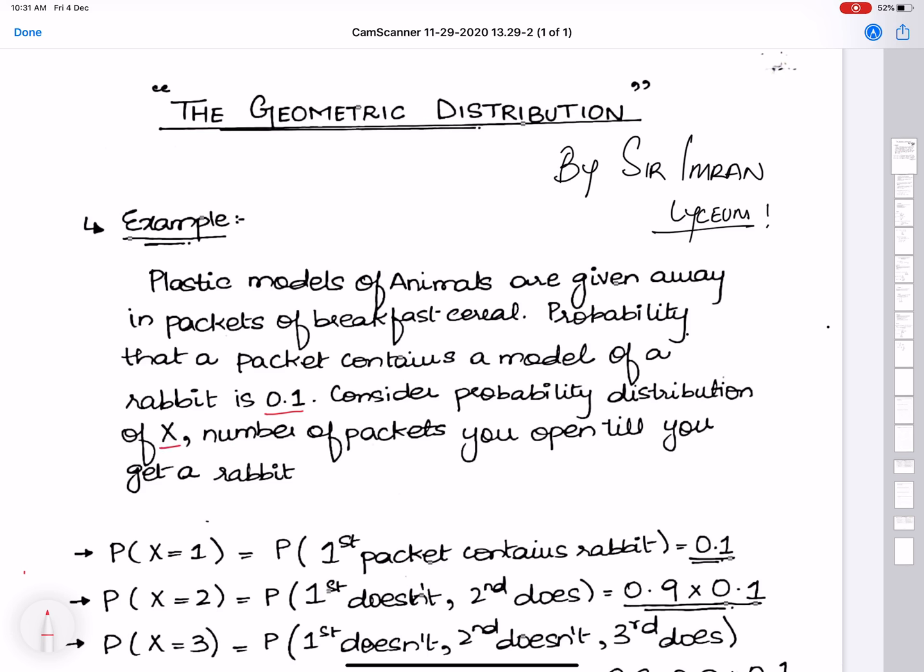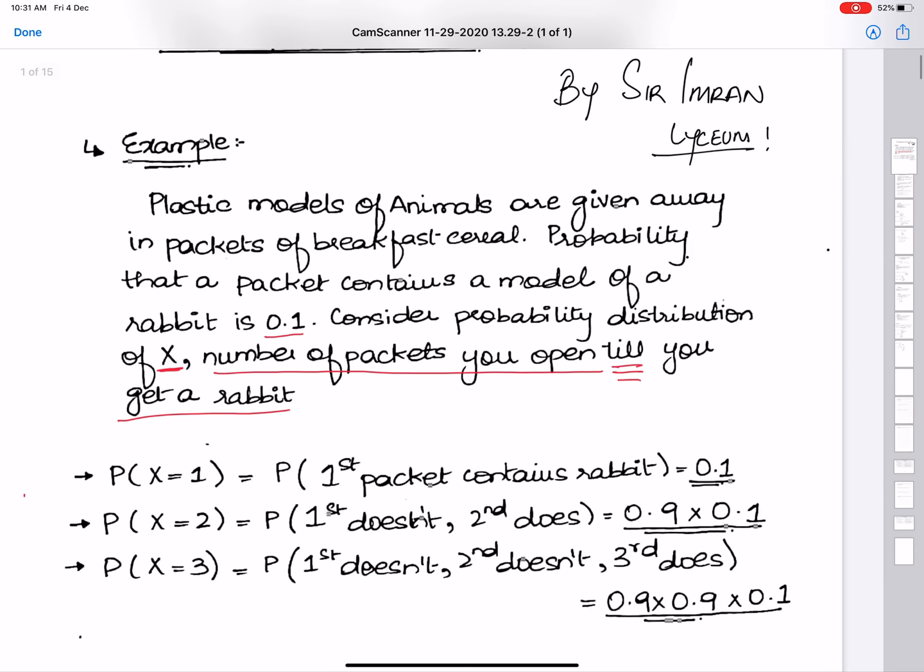Now this is very important. X is the number of packets you open till you get a rabbit. Geometric model means you repeat the process until you get your requirement. So you need to open the packets until you get a rabbit. So there are possibilities. What if you open the first packet and you get your requirement? The answer will be 0.1, which is p.